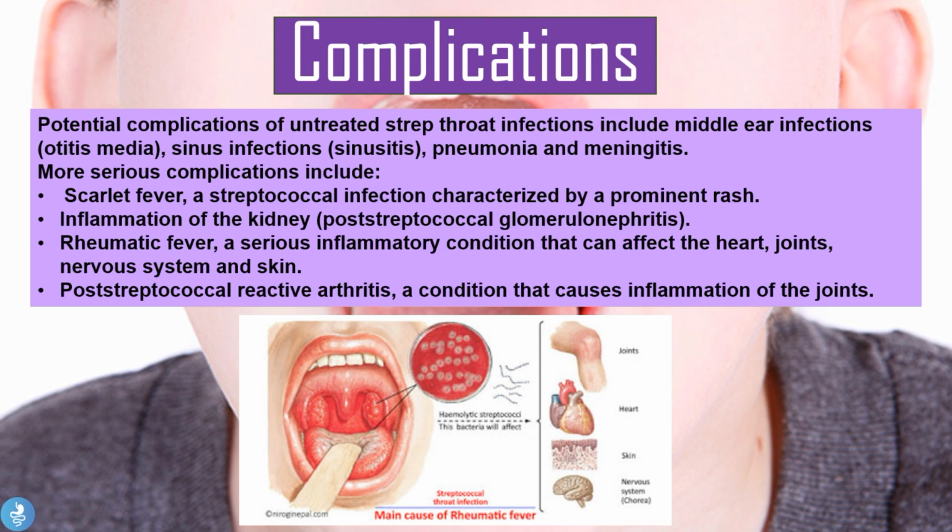More serious complications include scarlet fever, and this is a streptococcal infection characterized by a prominent rash, inflammation of the kidney, which is also called post-streptococcal glomerulonephritis, rheumatic fever, which is a serious inflammatory condition that can affect the heart, joints, nervous system, and skin, and post-streptococcal reactive arthritis, which is a condition that causes inflammation of the joints.